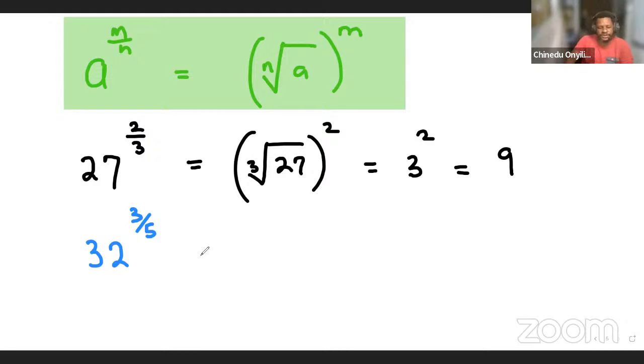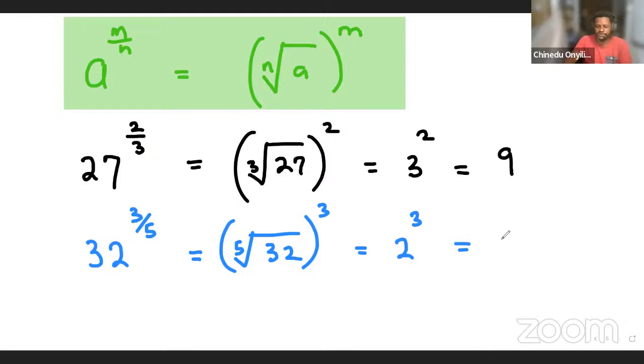Again, what we do is take the 5th root of 32 and hold it in a bracket, and raise it to the power of 3. Now, the 5th root of 32 is definitely going to be 2. And again, you raise it to the power of 3. This is the same thing as saying 2 times 2 times 2, which is definitely going to be 8.